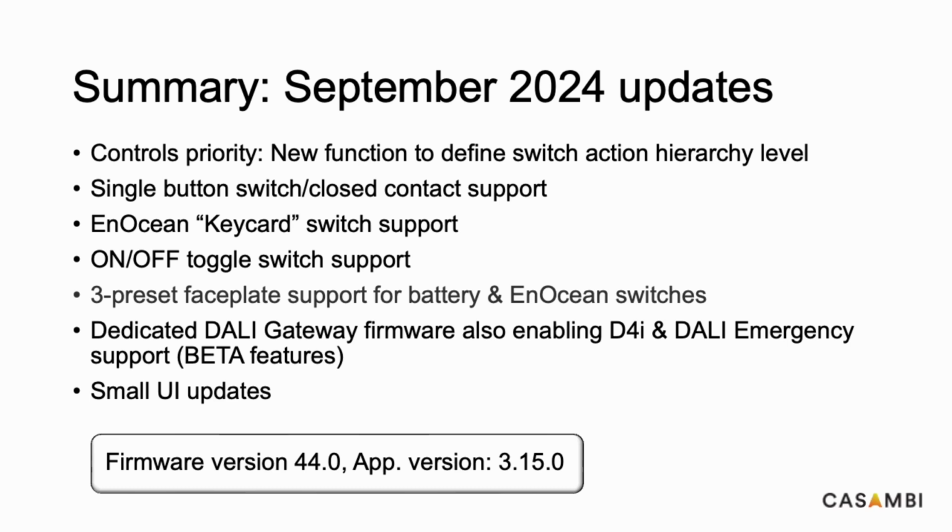There's also a new faceplate option for battery switches and Enotion switches. There will be new firmware specifically for DALI gateway products to enable more functionality to be accessed via the DALI gateway, and there are some other small UI updates. The new firmware revision will be 44. For people who've been doing the beta testing, it's the same version as the 43.8 beta version, and the app version will be revised to 3.15.0.